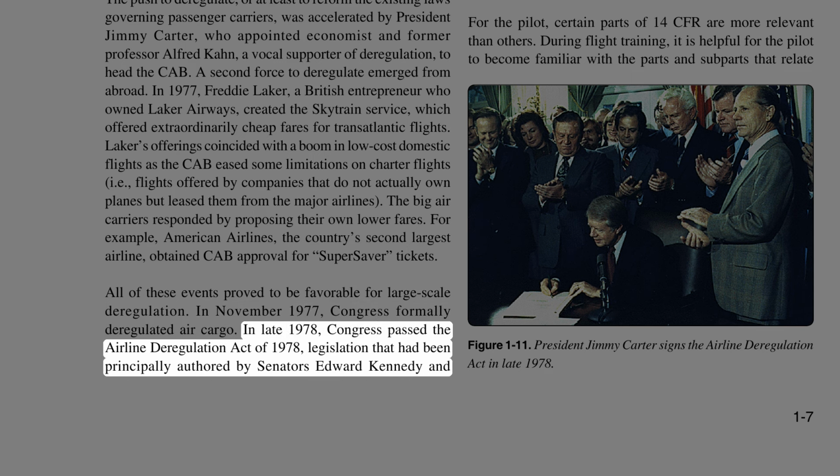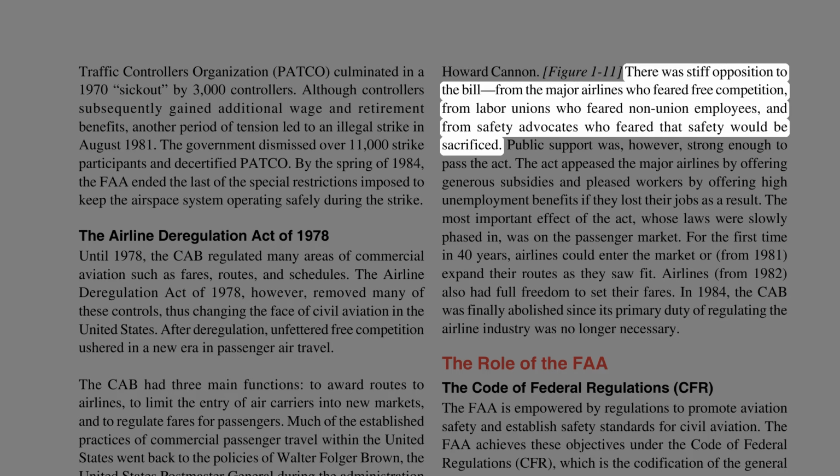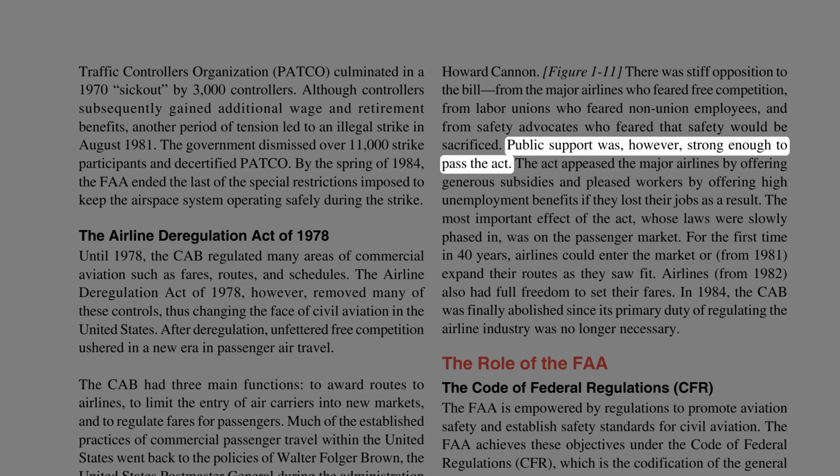In late 1978, Congress passed the Airline Deregulation Act of 1978, legislation that had been principally authored by Senators Edward Kennedy and Howard Cannon. There was stiff opposition to the bill, from the major airlines who feared free competition, from labor unions who feared non-union employees, and from safety advocates who feared that safety would be sacrificed. Public support was, however, strong enough to pass the act.